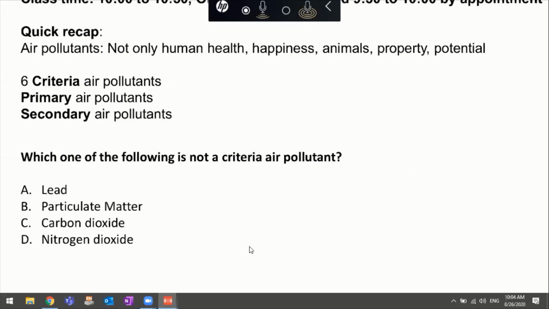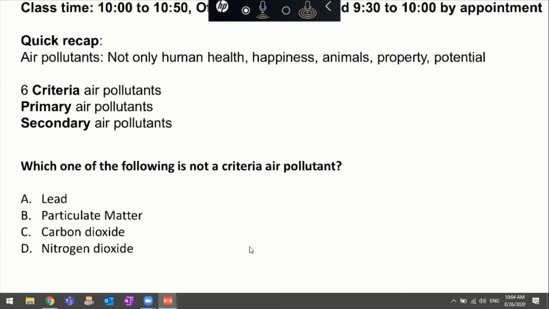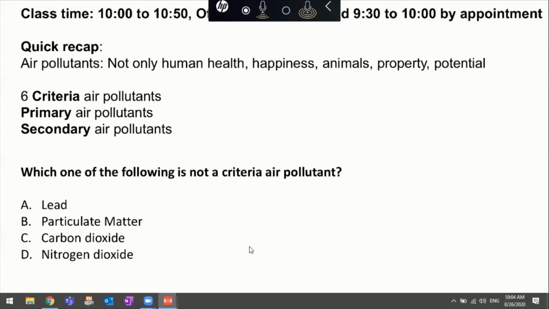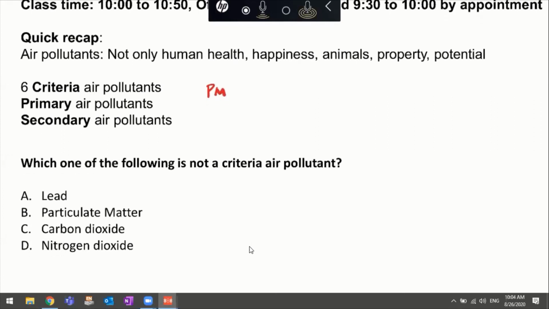Okay, to save some time, I'll just end here and I'll share the results, okay? It should be carbon dioxide, right? We know that the 6 criteria air pollutants are basically PM. We said this is also particulate matter, right? PM, sulfur dioxide, nitrogen dioxide, carbon monoxide, lead, and ozone, okay? Therefore, carbon dioxide is not a criteria air pollutant, okay?